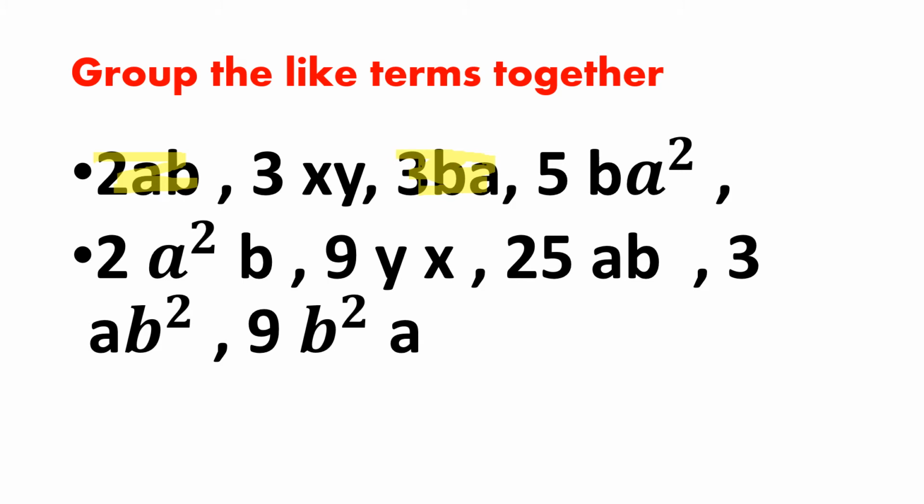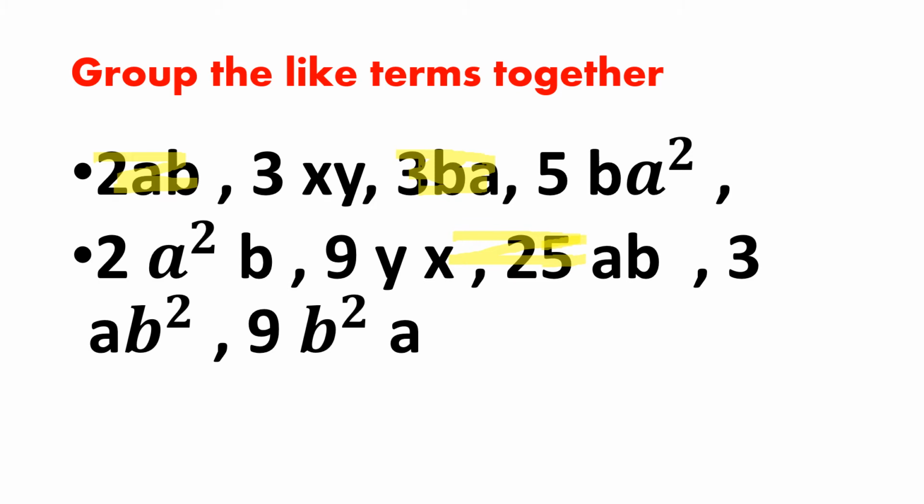Then you have here A square B. What does A square B mean? A into A into B. So this is also not there. Then we have this 25AB. Okay, so this is another like term. So this I highlight. Then 3AB square. So AB square means A into B into B. So this is not a like term. This is okay. So these are all the like terms. We can group them together.